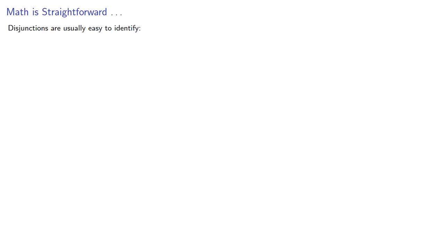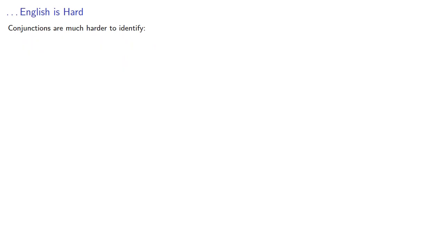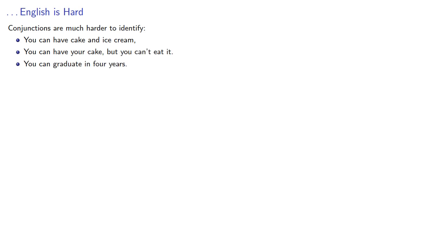Disjunctions are usually easy to identify. You could go to the beach or go to the mountains. You could get an A or you could fail. You could win the lottery or go into a career. Conjunctions are much harder to identify. You can have cake and ice cream. You can have your cake, but you can't eat it. You can graduate in 4 years.